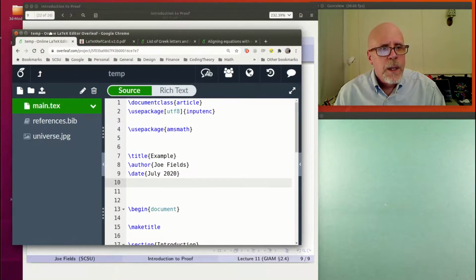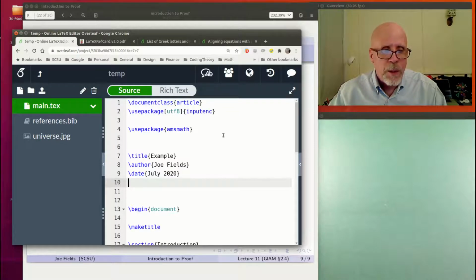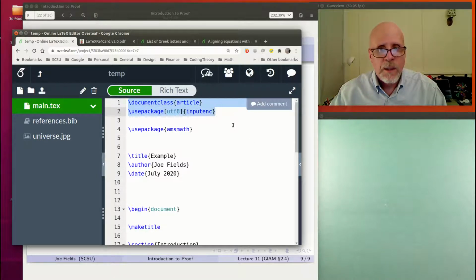There it is. So this is the document we started the last time I talked about Overleaf a little bit. We opened up one of their example documents, and then we made a few changes to it. What's in here was exactly as it was in the example. I've added this line, use package AMS math.